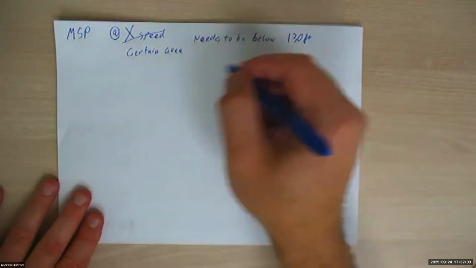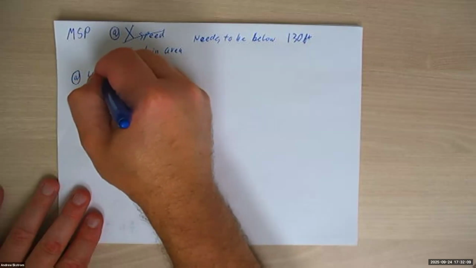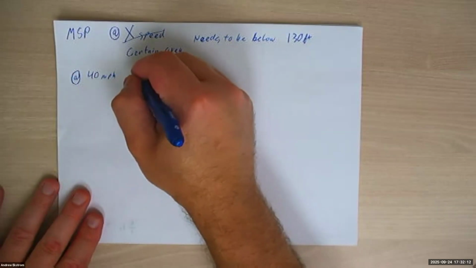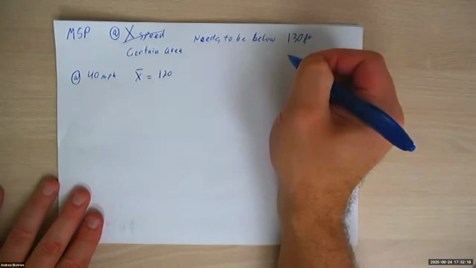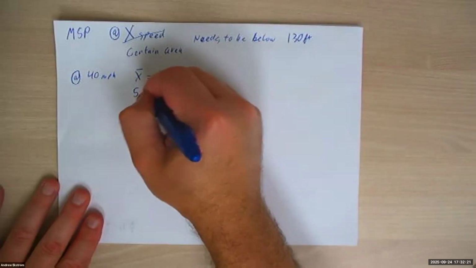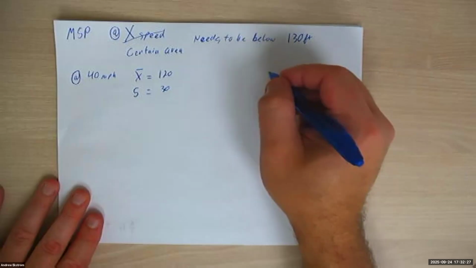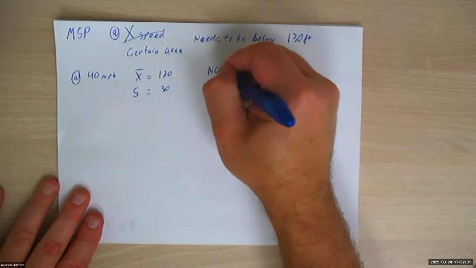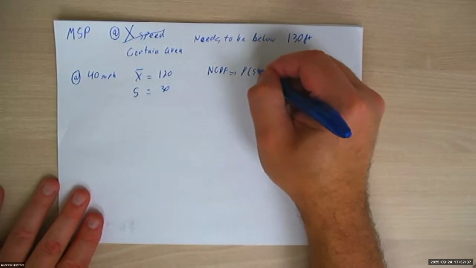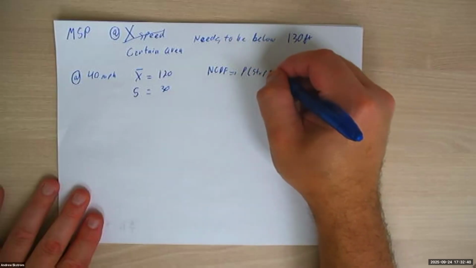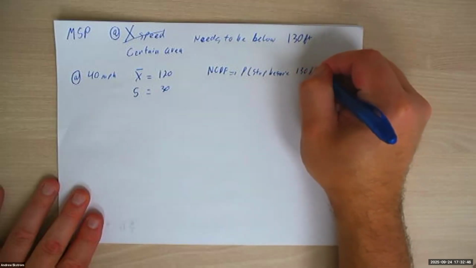Now, if we know that, say, at 40 miles an hour, the average car will stop at, say, 120 feet, and we know that the standard deviation for that is going to be, say, 30 feet or something like that, we can use the normal CDF thing to calculate the probability of basically all cars will stop, say, before 130 feet.